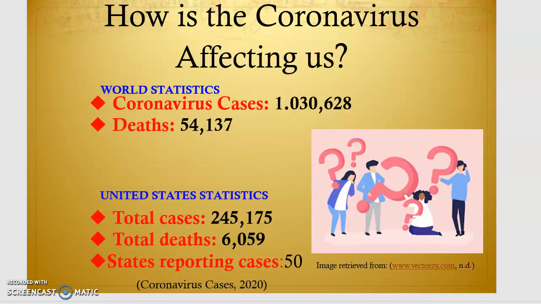How is the coronavirus affecting us? I have updated this every day. I've been working on this for 2 weeks. Today, there are more than 1 million cases worldwide with 54,000 deaths worldwide. The United States, their total cases are 245,000 with over 6,000 total deaths.